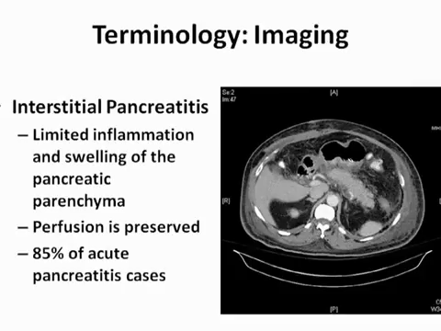On to terminology. Imaging is very useful to help categorize different types of pancreatitis. Our first CT scan illustrates interstitial pancreatitis. In this CT scan, the pancreatic parenchyma is swollen and inflamed, and there is some peripancreatic stranding. Perfusion is clearly preserved, and this is seen in 85% of pancreatitis cases.